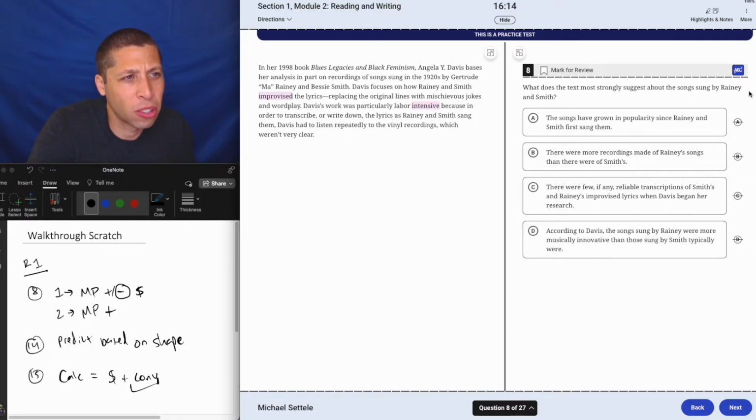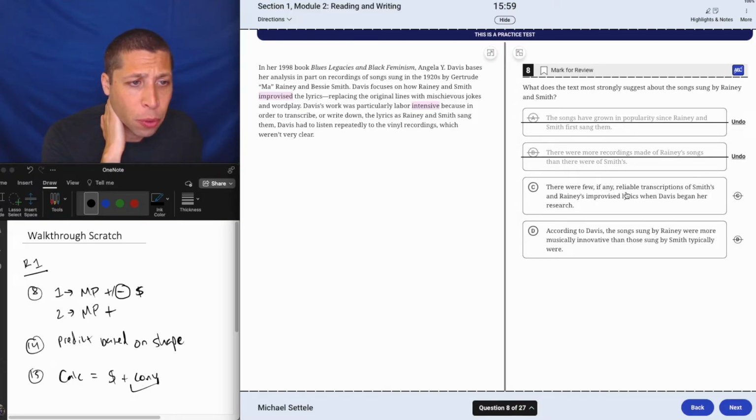Okay, what's a strong association with the song sung? The songs have grown in popularity? I don't know about that. No. There were more recordings made of Rainey's songs than there were of Smith's. Is it comparing the two of them? I don't think so. It's not a comparison. There were few, if any, reliable transcriptions of Smith's and Rainey's improvised lyrics when Davis began her research. Maybe. According to Davis, the songs sung by Rainey were more musically innovative. Are they? Again, they're not comparing the two of them. Yeah, it's not saying one is better, right?